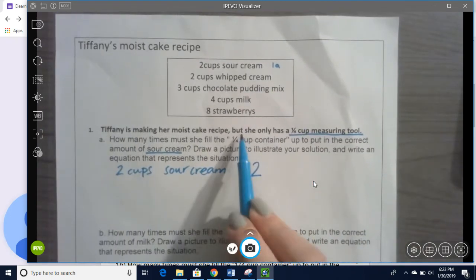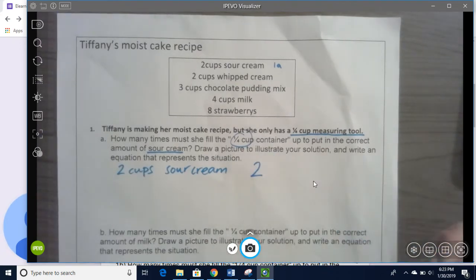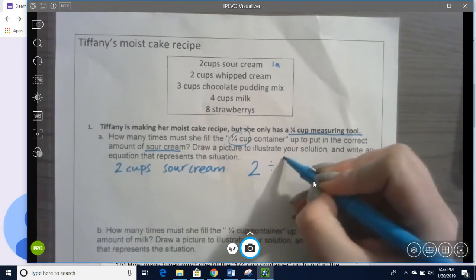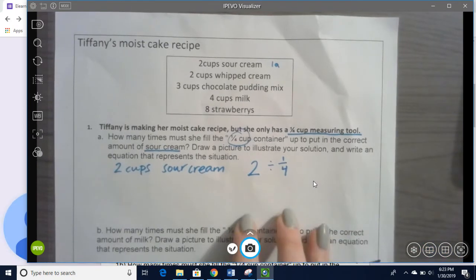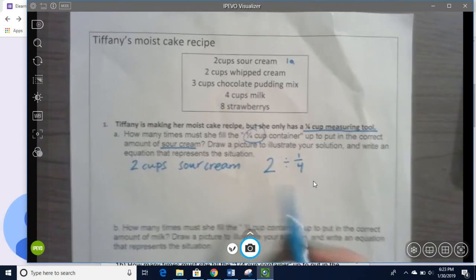All right, so we need 2 cups of sour cream. But we only have this 1/4 cup container that we can measure with. So we're going to ask ourselves, how many 1/4 cups fit into the 2 cups? So we're going to be dividing it like that. Okay, so there we already have part of our equation that we're going to finish later. So let's go ahead and draw that model.